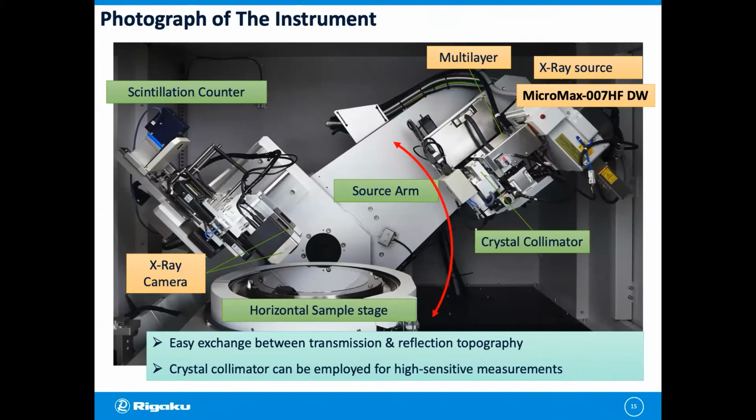This picture shows the inside of XRTmicron. On the right side, this is the incidence side. There are the X-ray source, multi-layer mirror, and crystal collimator on the source arm. On the left side, there are the scintillator counter and X-ray camera. The sample is mounted on a horizontal sample stage. This goniometer enables easy exchange between transmission and reflection topography geometry. Also, the crystal collimator can be employed for high sensitivity measurements.